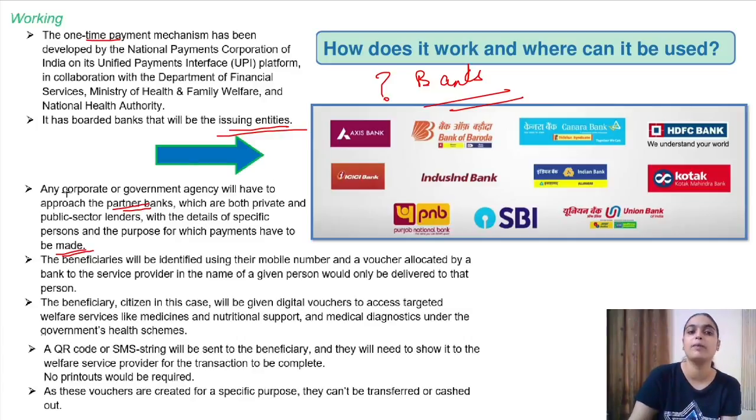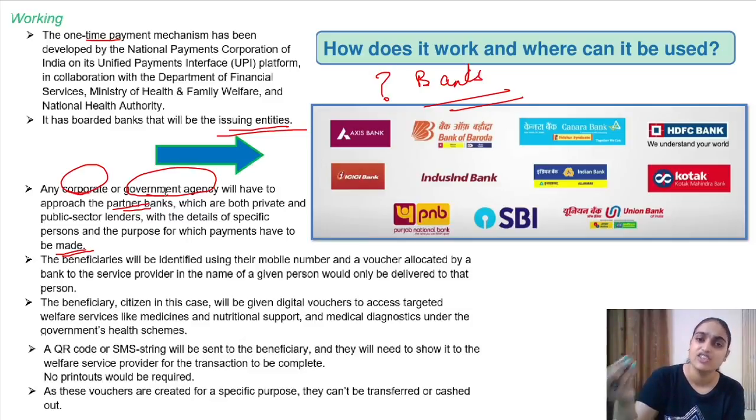So, agar koi bhi corporate ya government agency koi bhi type ka benefit dena chahti hai, free vaccine provide karana chahti hai, subsidies dena chahti hai fertilizers pe, kisi ke education ke liye kuch paisa sponsor karna chahti hai, kisi ki health में कंट्रीब्यूट करने के लिए पैसा स्पॉन्सर करना चाहती है, किसी को फ्री मेडिसिन दिलाना चाहती है, तो वो ई वाउचर्स इशू कर सकते हैं. उस कॉरपोरेट या गवर्नमेंट को इनमें से कोई बैंक को अप्रोच करना होगा और वो ई वाउचर उस पर्सन के नाम पे इशू कर देगा.